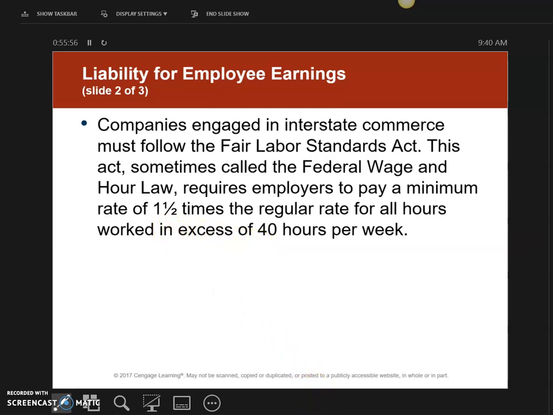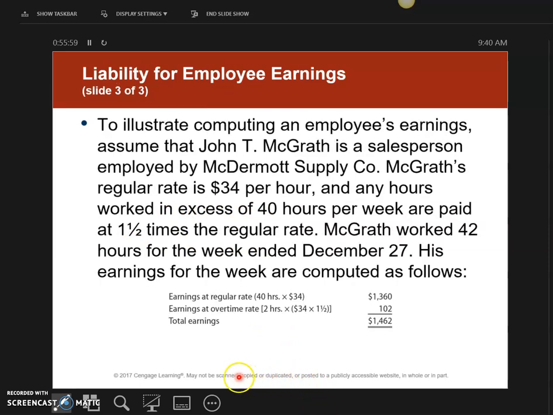So we're going to look at my favorite employee. His name is John. His regular rate is $34 an hour. And anything over 40 hours per week is paid at 1.5 times. So for the week of December 27th, he worked 42 hours. And here's how to calculate pay. 40 hours at $34, and then 2 hours at 34 times 1.5. So his overtime rate is $51 an hour. And so his total earnings are this.